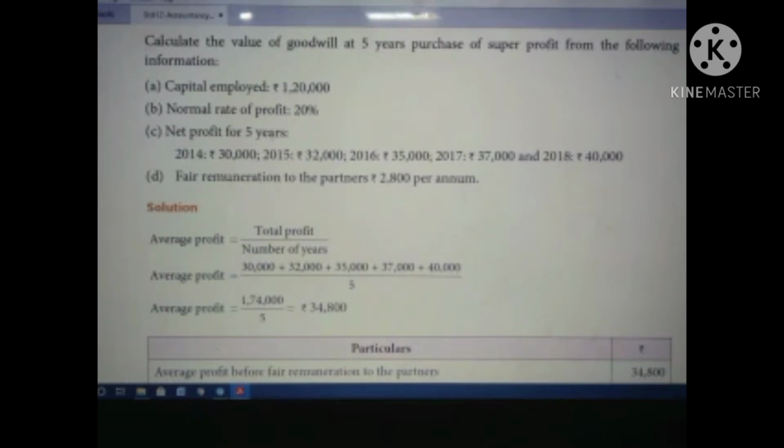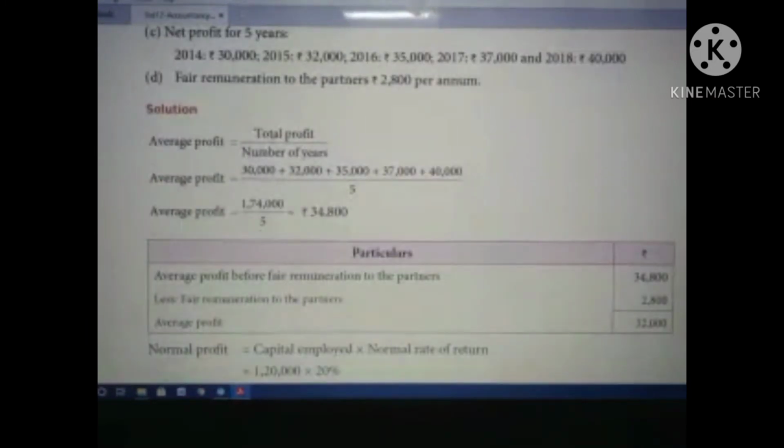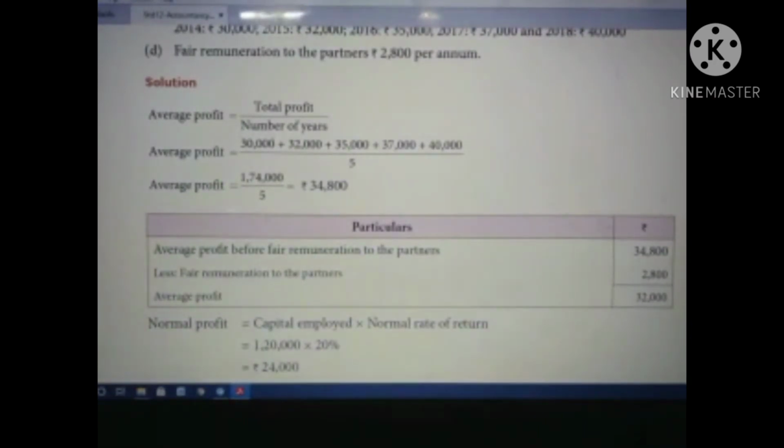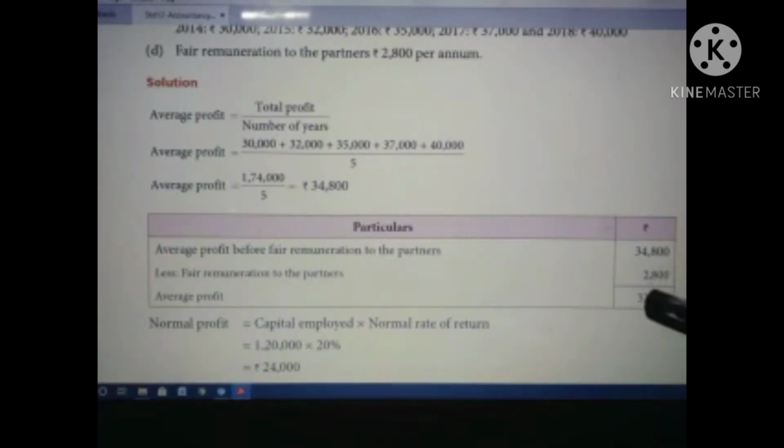If you have any fair remuneration, then you have to subtract it from the average profit. So what is the average profit here? The average profit is 34,800. From the average profit, you subtract the fair remuneration, which is also given in your problem. This is the actual average profit. Only after subtracting the fair remuneration do you get the average profit.